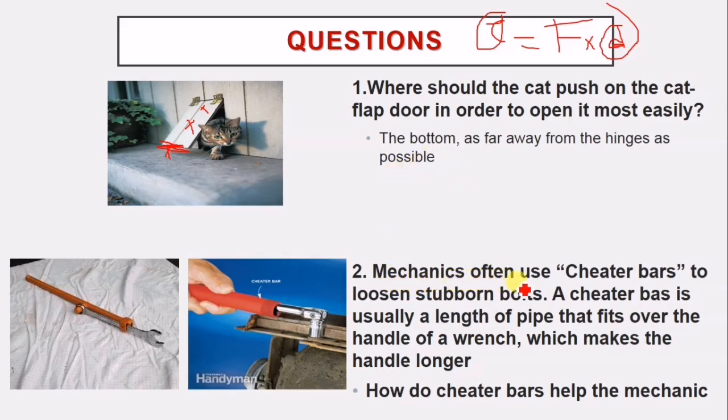Here, mechanics often use cheater bars to loosen stubborn bolts. Look, this cheater bar, I told you, is something we put on the wrench to make it longer. Okay, a cheater bar is usually a length of pipe that fits over the handle of a wrench, which makes the handle longer. How does a cheater bar help the mechanic? What, girls? When we make the handle of the wrench longer, and you hold it from here instead of from here, you are increasing what? The lever arm. And by increasing the lever arm, what are you increasing? The torque. And therefore, the turning effect of the wrench will be greater, and we can unscrew our bolt easier.